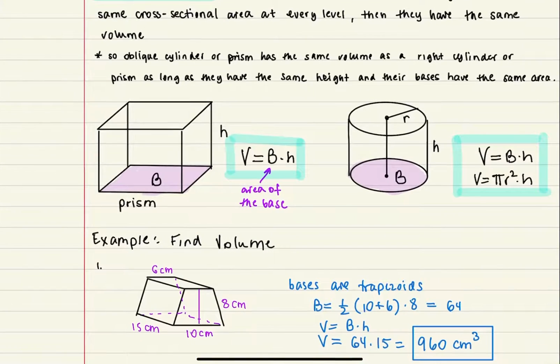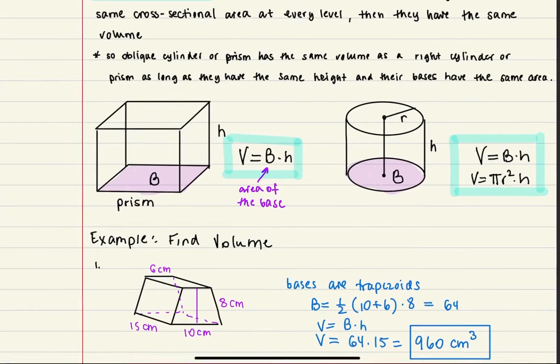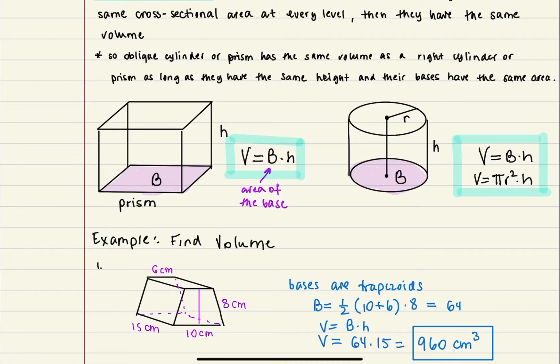So here are the formulas for the volumes. The volume of a prism or cylinder is equal to the area of the base times the height. So whatever the base is, find the area of the base and then multiply that by the height. In cylinders, since the base is a circle, the area of a circle is pi r squared. We can rewrite this formula for volume as pi r squared times h.